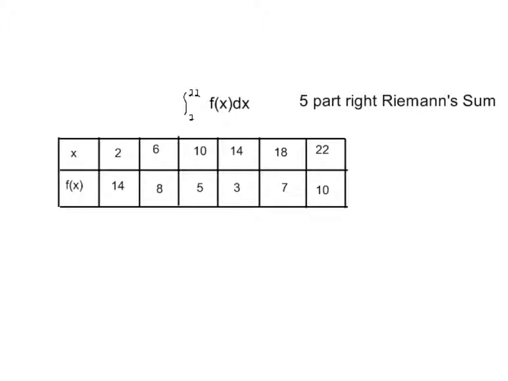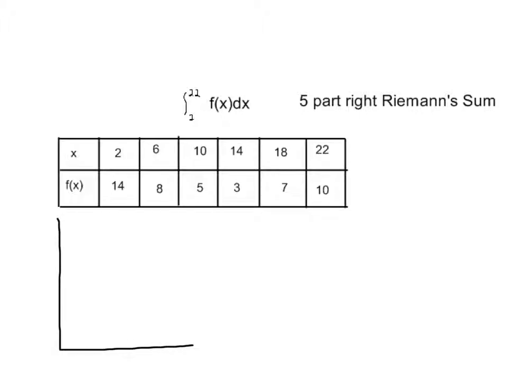Sometimes they'll ask me to do a Riemann sum and they won't give me the function, they'll just give me a variety of points on that function. When I see this sort of chart set up, I'm going to draw those points on an XY axis and then draw in the rectangles or trapezoids depending on what it's asking me. This problem is a 5-part Riemann sum, and then they give me the points.